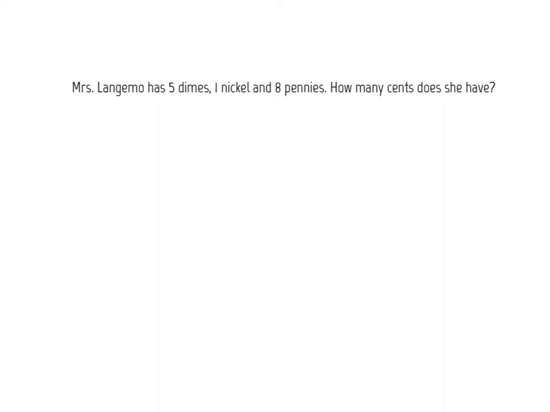Here is our next problem. Mrs. Langamo has 5 dimes, 1 nickel, and 8 pennies. How many cents does she have? Again, using just sticks and circles, solve that problem.